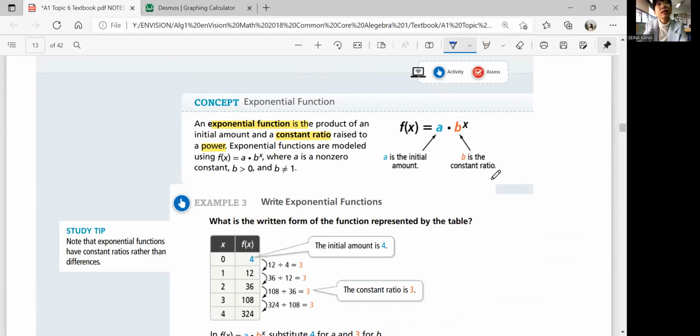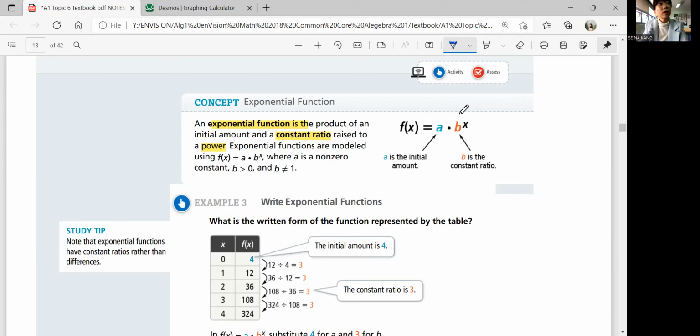Okay, so your base, if it's one, your graph is not growing. If you're multiplying it by one, then your numbers are not increasing or decreasing. It's just a straight line, right? But if your base is positive, it's gonna keep multiplying. And a is the initial amount. So we're gonna add another number in this function. So we'll also talk about what a does.